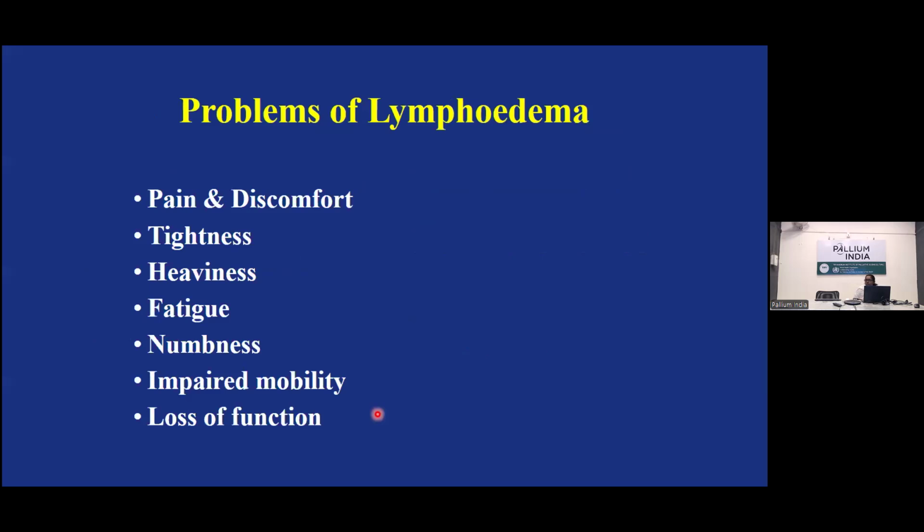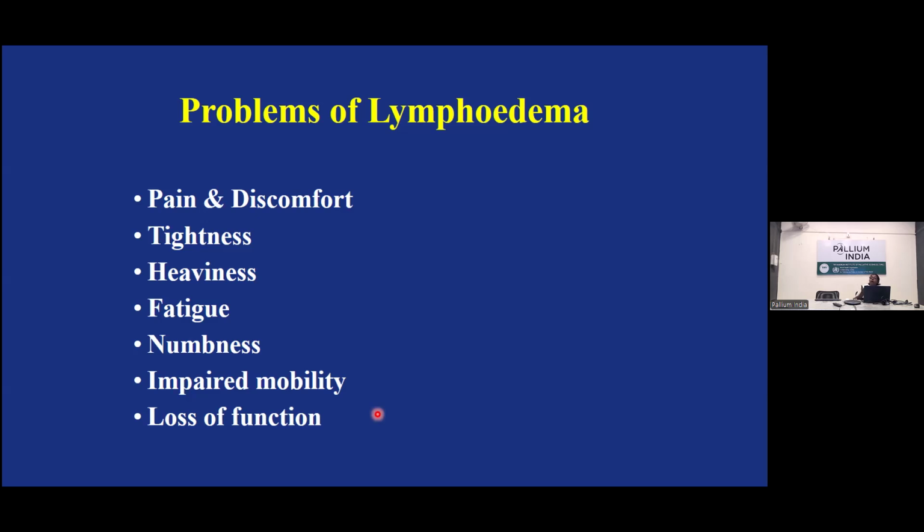Problems. Pain and discomfort. Let us discuss the physical problems first. Pain and discomfort will be there because of the fluid volume. Our skin will stretch to its maximum, and after that pain and discomfort develop. They may feel tightness and heaviness, and they will not be able to move the affected arm or limb independently. Fatigue will be there, numbness will be there, and impaired mobility and loss of function. These are all considered physical problems.